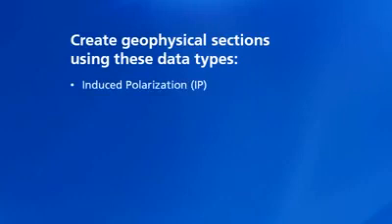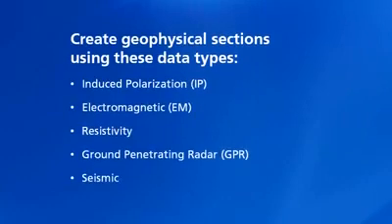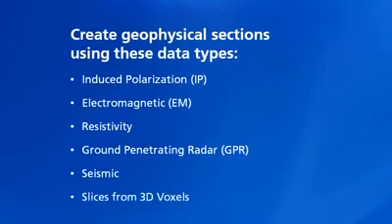Typical data types used in geophysical sections are from IP, EM, resistivity, GPR, and seismic surveys. Sections may also be extracted as slices through a 3D voxel model. The GPR and seismic data are imported into Oasis Montaj using the SegWi reader.